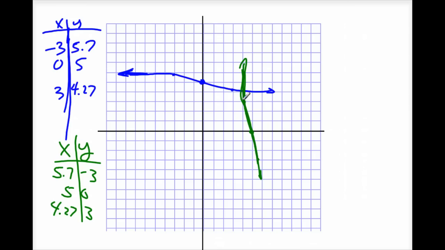And as a reminder, these are reflections over y equals x. So y equals x is your axis of symmetry.